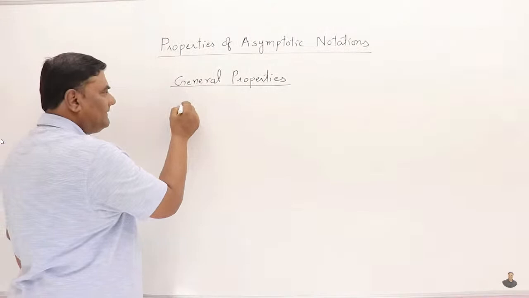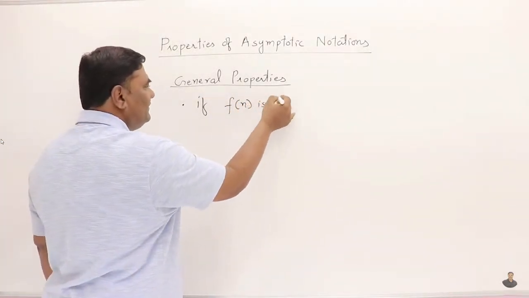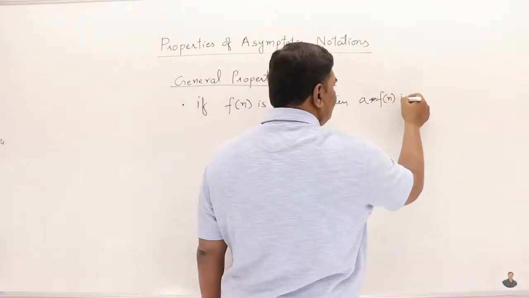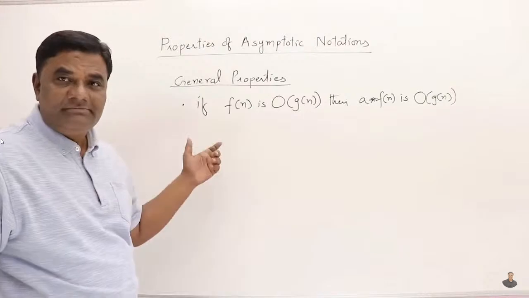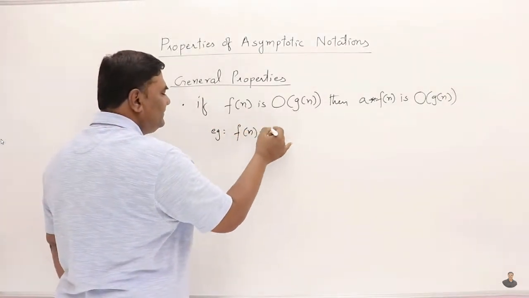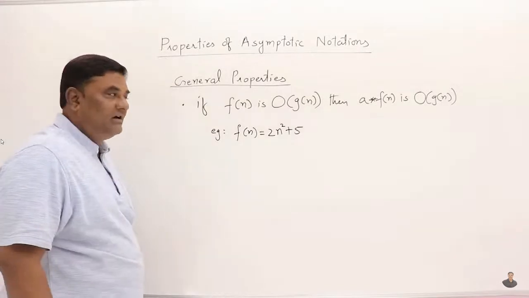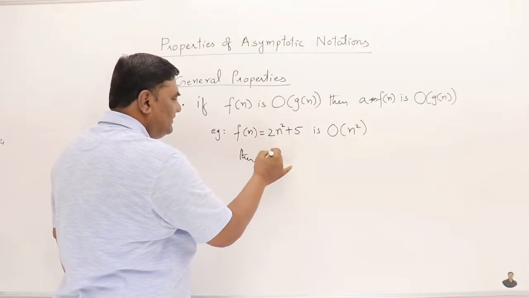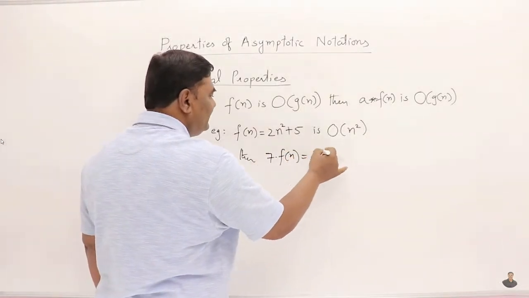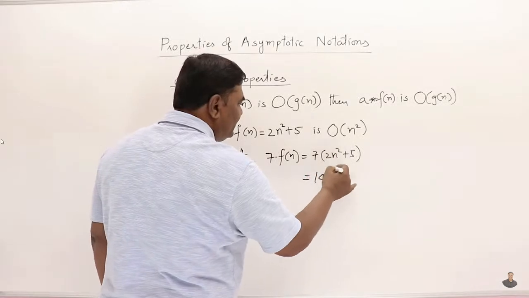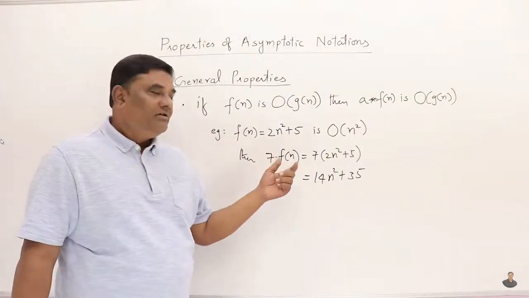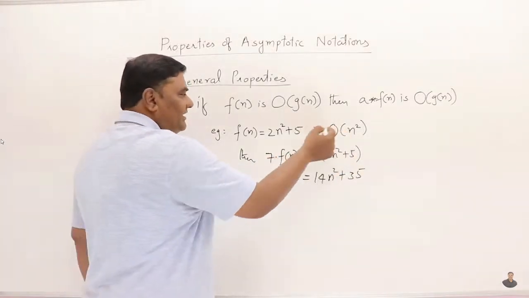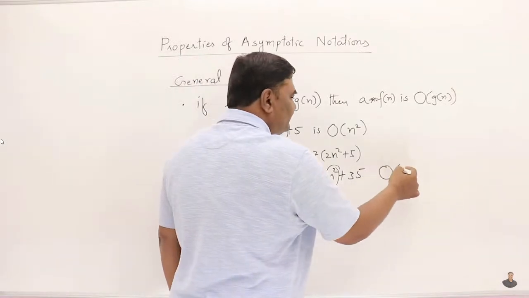General property. If f of n is big O of g of n, then a into f of n is also big O of g of n. This means, for example, f of n is 2n squared plus 5. And if I say this is big O of n squared, then 7 into f of n will be 7 into 2n squared plus 5, that is 14n squared plus 35. When 2n squared plus 5 was big O of n squared, then 14n squared plus 35 is also big O of n squared. Actually here we have written the degree of this one, and here also we can write the same degree, so this is order of n squared.